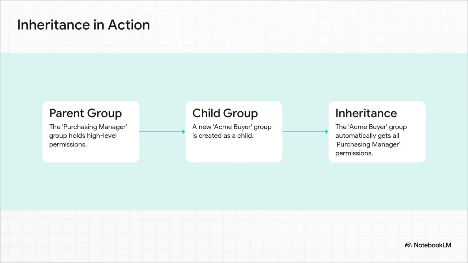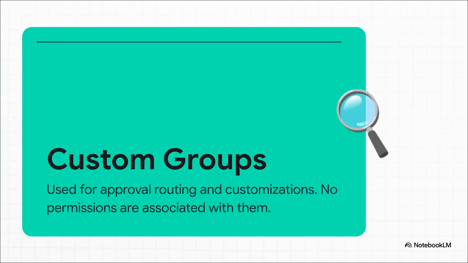So here's how that works in practice. Let's say you have your standard purchasing manager group with all its powers. Then you realize you need a special group just for the Acme division. Well, instead of rebuilding it all from scratch, you just create a child group called Acme Division Buyer and link it to the parent. It instantly gets all the manager permissions, and then you can just add any extra unique permissions it might need on top. So much faster.